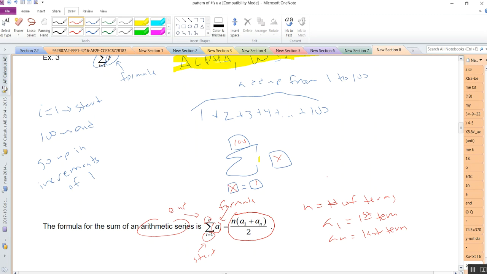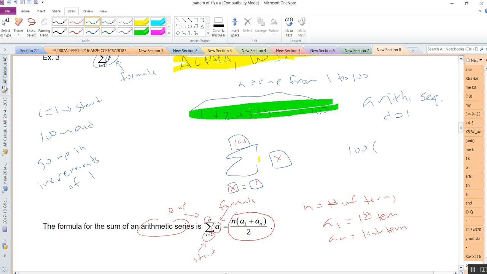So if I were to apply step 1 to this, and remember this is an arithmetic sequence because we are going up by 1 consistently. The common difference is 1, right? But all I need to do is take the number of terms, which is 100, times 1 plus 100, divided by 2, and I think you would get 5050. This is where you should use a calculator.